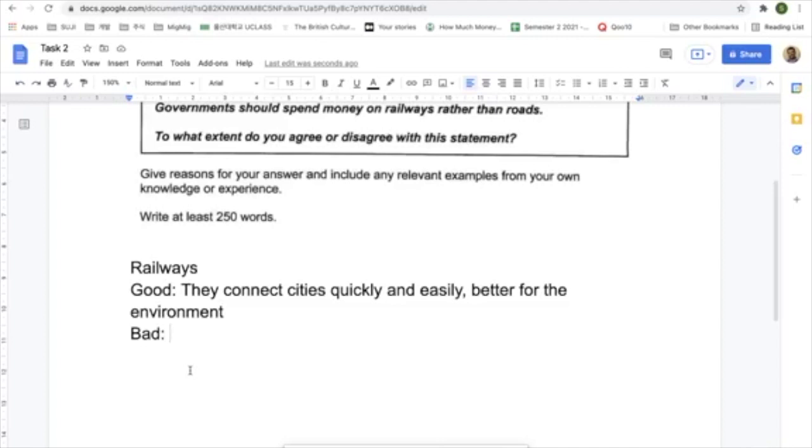Now, bad things about railways, guys. Can you think of anything bad about railways? Trains. So trains are noisy and they're expensive to construct. So I would say that railway lines are expensive to build, right? Yeah, you have to knock down, you have to make a lot of space in the countryside.